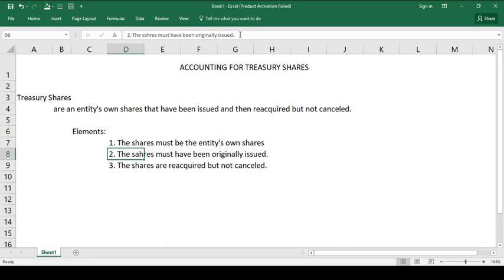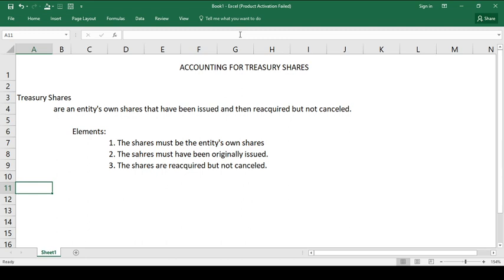The second element is that that share was originally issued already. Ibig sabihin, your own share was already issued or sold to the investors or to the shareholders. Then later, after a certain period of time, those shares were reacquired by the entity who originally issued them, but the reacquisition's intention was not to cancel those shares. Kasi pag i-cancel yon, okay, iba na po yon, okay? There is already a retirement of the original shares in that case. Okay? So that is a treasury share.